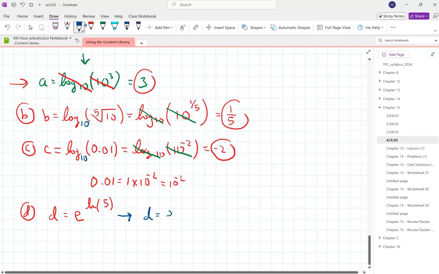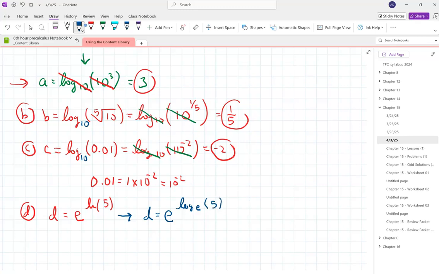So the first thing that I'm going to recognize here is that I have an ln. Remember, what does ln mean? No, it's base e. ln means log base e. And now I have e to the log base e, right? Exponent base b cancels log base b. So we're just going to be left with the 5.